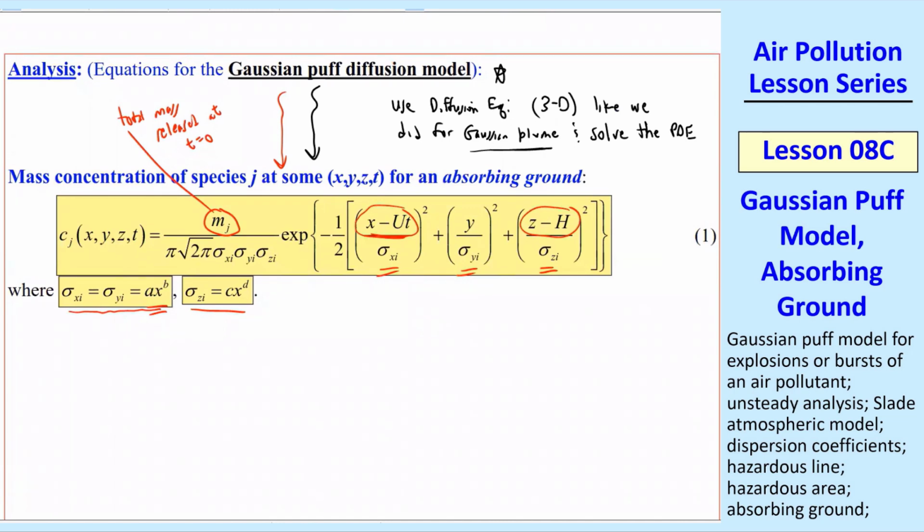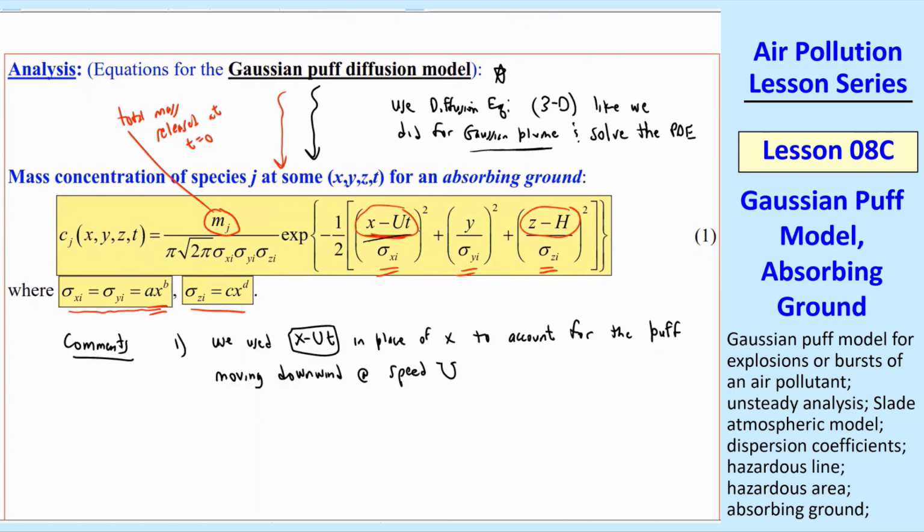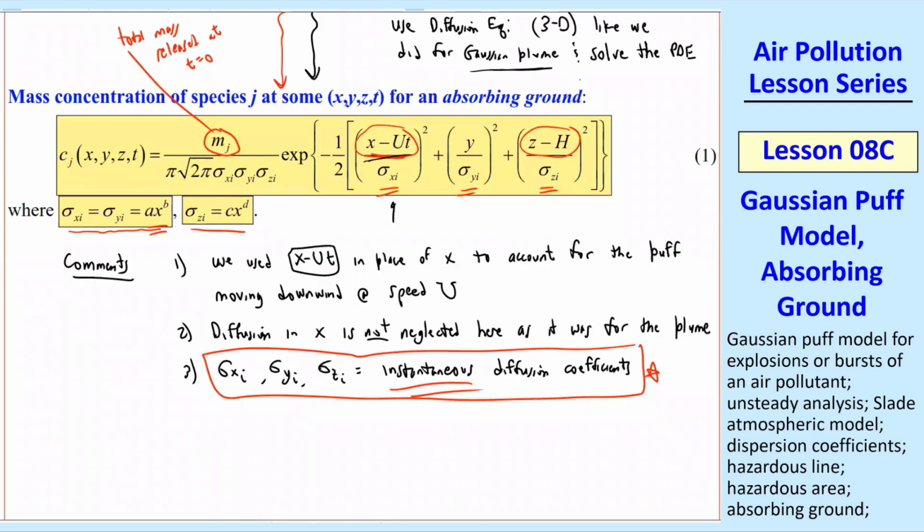And let me make some comments here. Number one, we use x minus ut up here in place of x to account for the puff moving downwind at speed u. Number two, diffusion in x is not neglected here. We are keeping this diffusion term in the x direction, unlike what we did for the Gaussian plume. In that case, the convection or advection with u was dominant over diffusion in the x direction, but here that is not the case. Sigma xi, sigma yi, and sigma zi are instantaneous diffusion coefficients, hence this extra subscript i for instantaneous. These are not the same as the Gaussian plume ones that we had already talked about before.